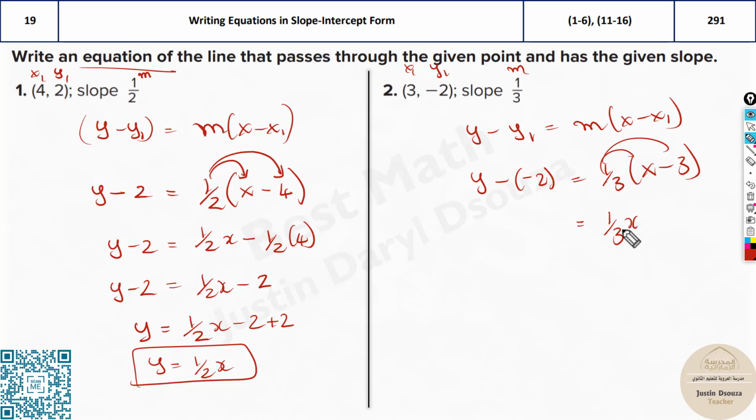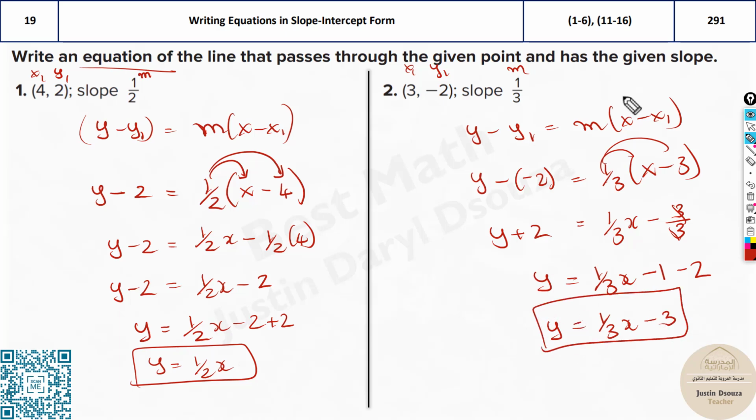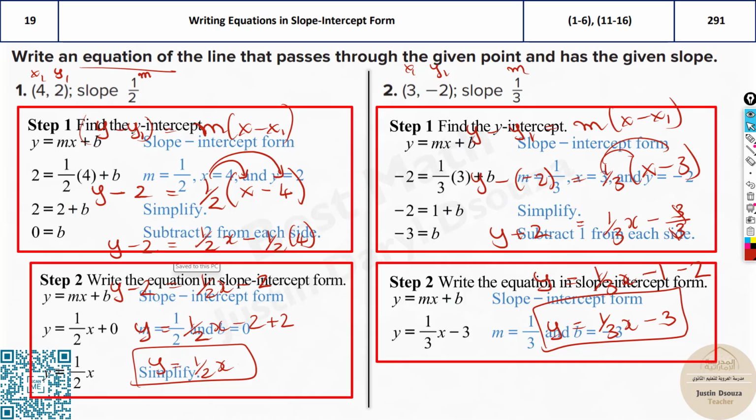1/3 of x minus 3 by 3. Why? Because 1/3 means denominator is 3. 1/3 multiplied by 3 is 1. So this will be 1 basically. Here y minus and minus will be plus 2. So we have y is equal to 1/3 x. This is minus 1. This is simplified to 1. And this minus plus 2 goes to the other side and becomes minus 2. So the answer is 1/3 x minus 3. This is it. So that would be the answer. 1/3 x minus 3. And over here it was half x, 1/3 x minus 3.